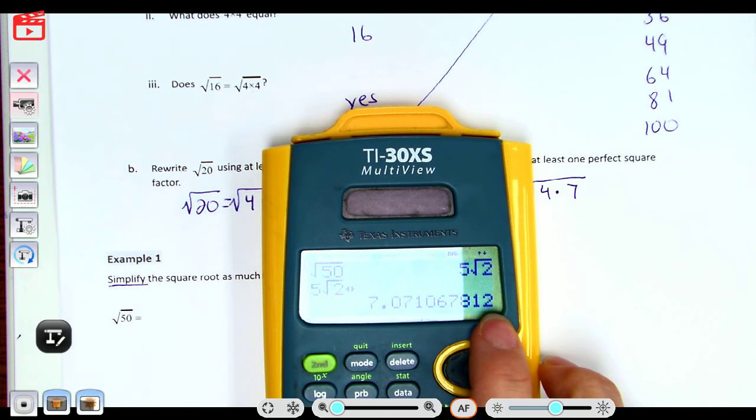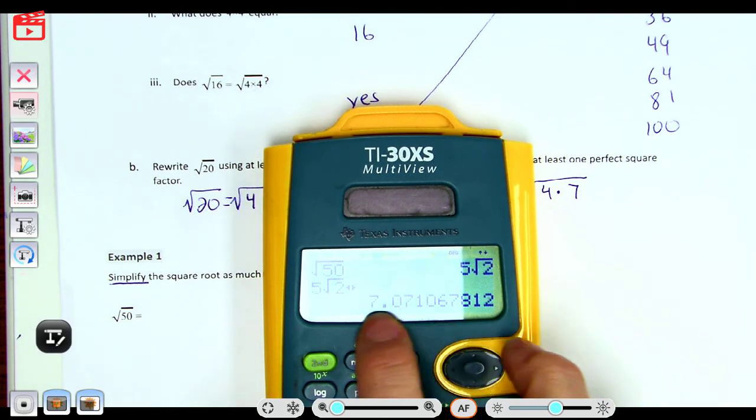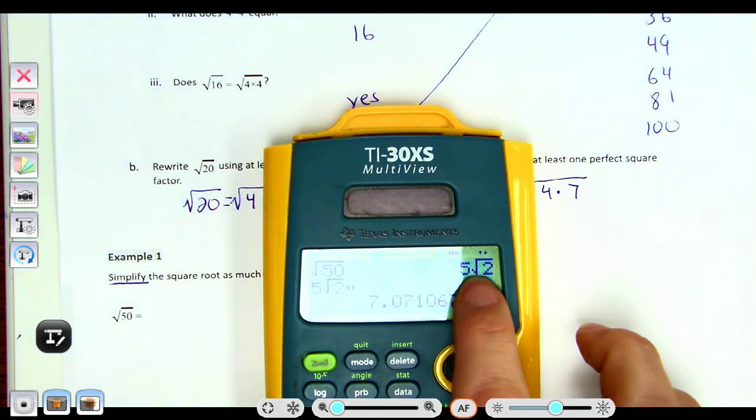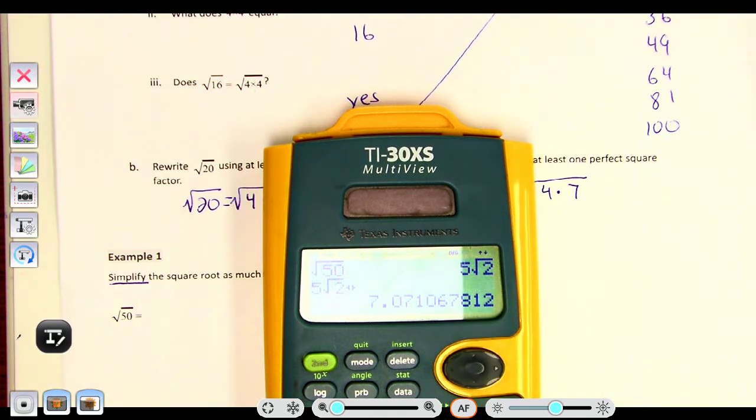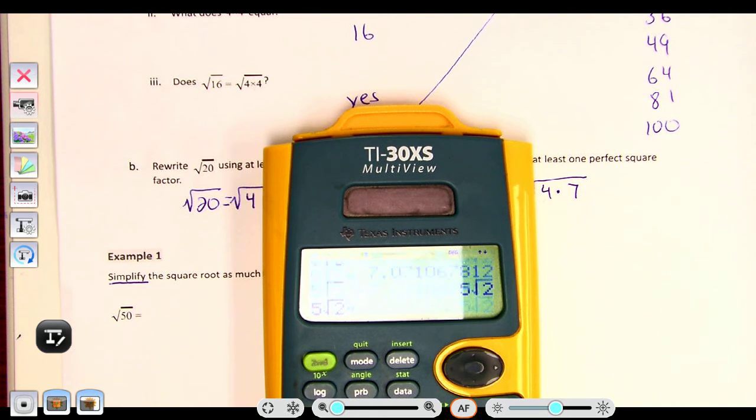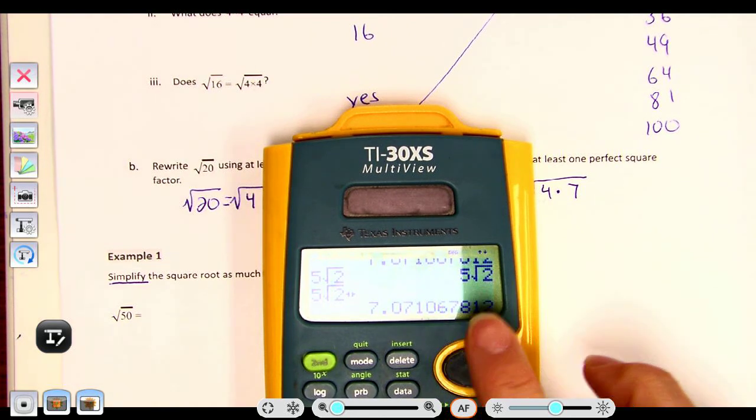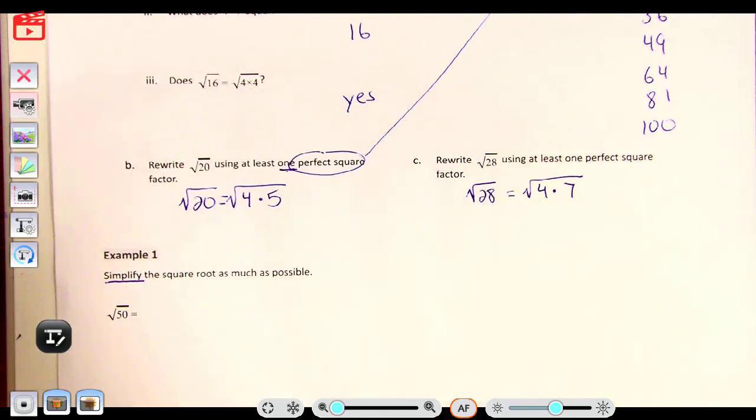It stops at 2 here only because the calculator ran out of room. So this is not an exact answer. We're going to have to approximate this. This is an exact answer. In fact, if I go 5 times the square root of 2, you're going to see I get the same thing. So how do we get that 5 times the square root of 2?